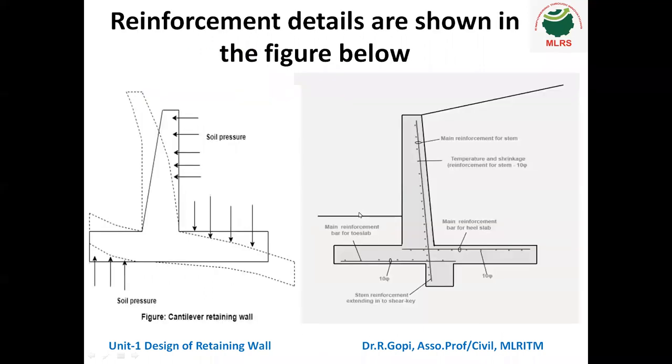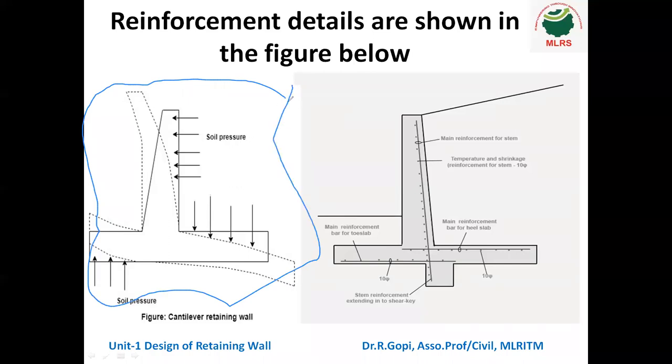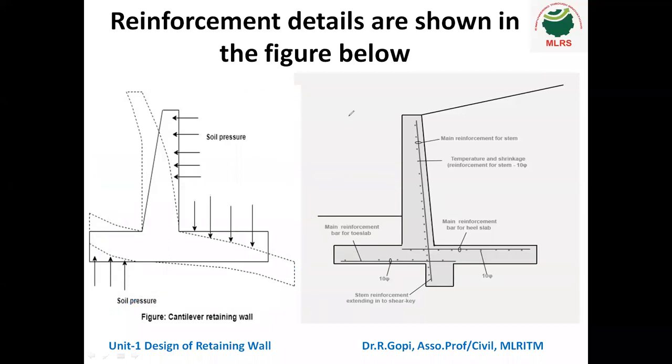Next, coming to students, this is the reinforcement details of the cantilever type retaining wall. Here I have shown two pictures. You can see in the first picture how the cantilever retaining wall bends, and in which portion the soil pressure is acting. Coming to the stem, you can see how the soil pressure is acting, and this is the deflected shape of the stem. The tension occurs on the soil pressure face. Coming to the heel slab, due to the excessive surcharge load and earth load, it will bend at the bottom. So tension occurs at the top.